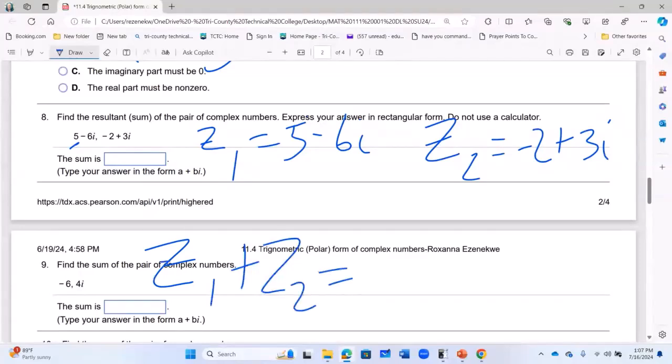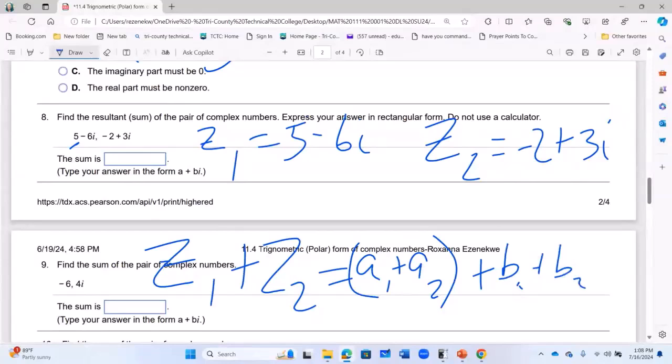If I'm doing that, for the real parts, I'm going to add A1 plus A2. And then I'll add B1 plus B2. And then I put a complex number there. That's all, addition. So let's add it.